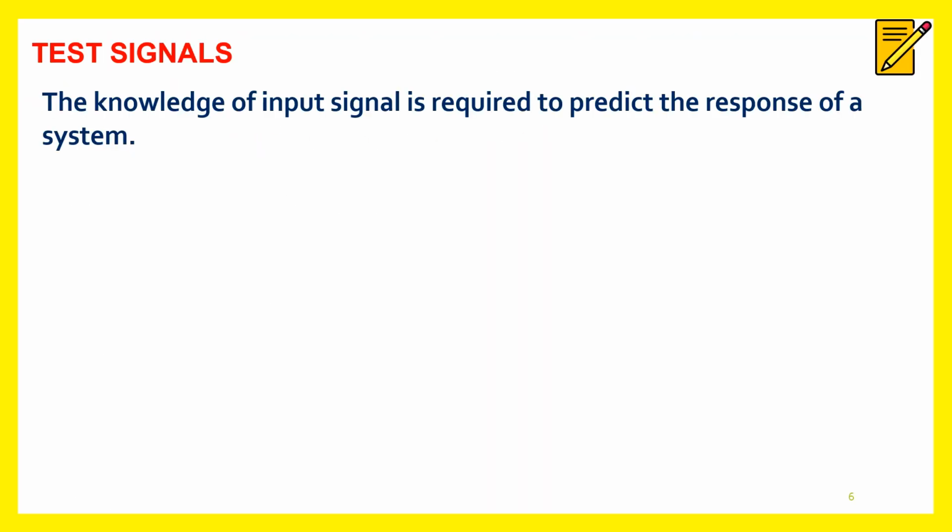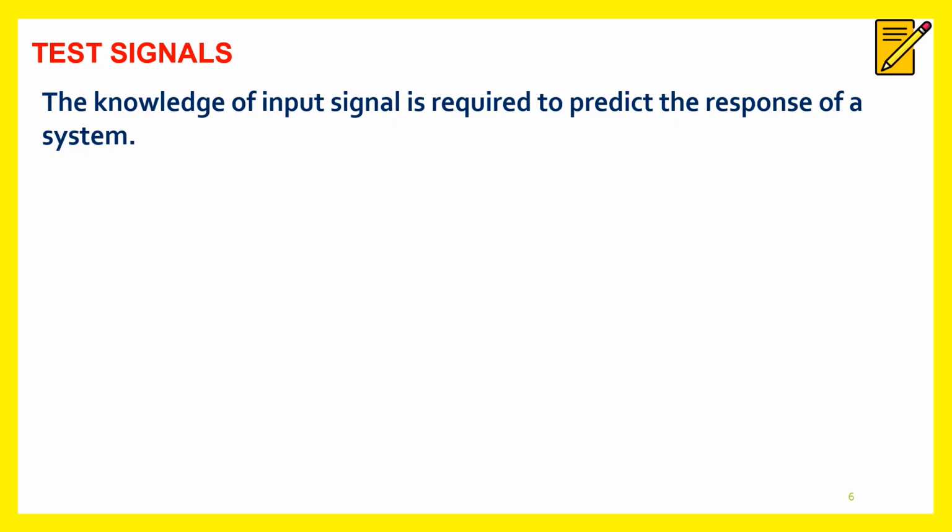Then we also need to know about the test signals. In the earlier cases, we discussed R(s) as 1 by s and we defined c(t). So let us revise the test signals. The knowledge of test signals is important in order to predict the response of the system. Is it right?